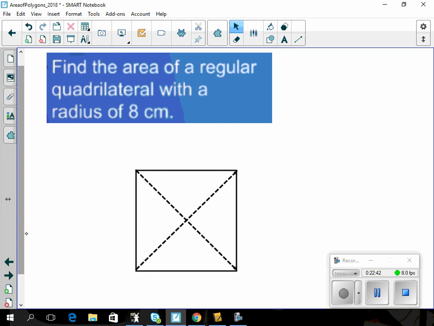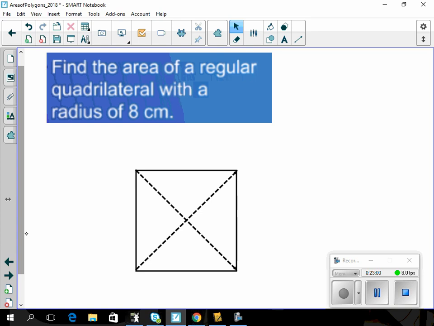How about this guy? What do you do with that? Radius? It's an 8, so 8 is 8. So be careful of what is labeled 8. The radius. This is example 3.